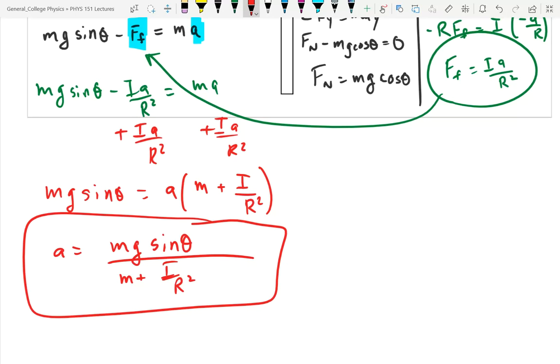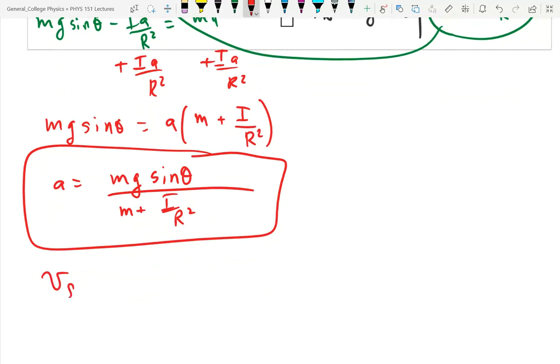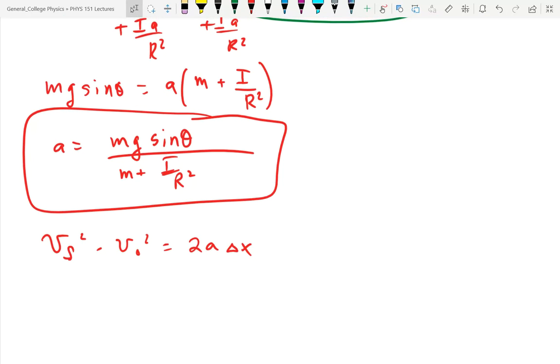I would use a kinematic equation that says v final squared minus v initial squared is equal to 2a delta x. But since v final squared is proportional to a, the one with the higher acceleration is going to have the higher final speed, so I'm going to stop here. All I have to do now is say, since I is in the denominator, a bigger I means a smaller a and a slower speed. A smaller I means a bigger a and a faster speed.